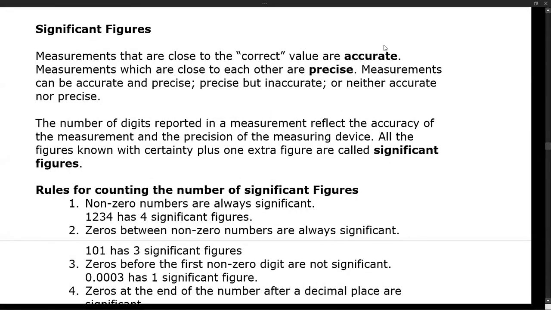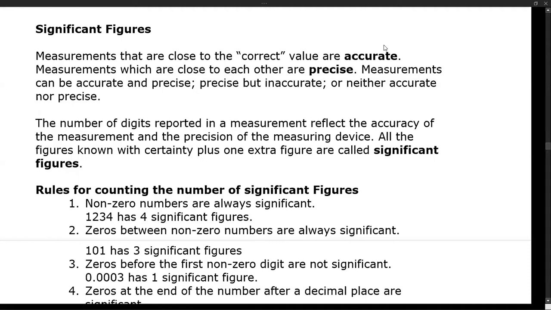All right, let's look at significant figures. Measurements can really be separated into two categories, accurate and precise, where accurate refers to the correct or true value, and precise are measurements which can be made close to one another. These measurements can be accurate and precise, precise but inaccurate, or neither accurate nor precise.